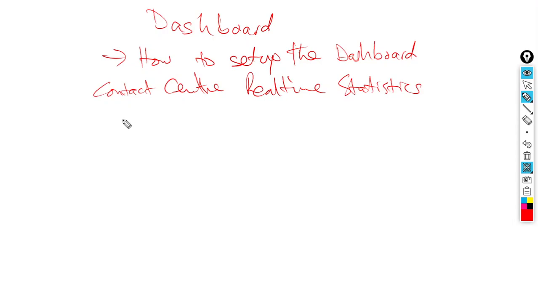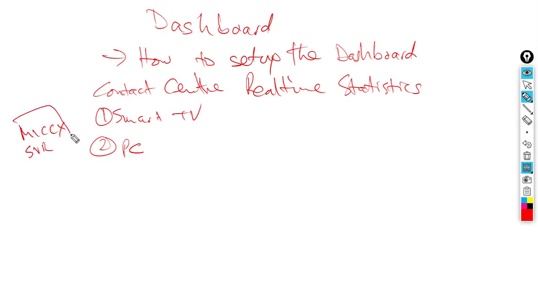So this is achieved by connecting either a smart TV or a PC which is on the same network or on the same LAN with the MyCCX server. Let's say this is the MyCCX server, what we call the enterprise server. So they should be on the same network.